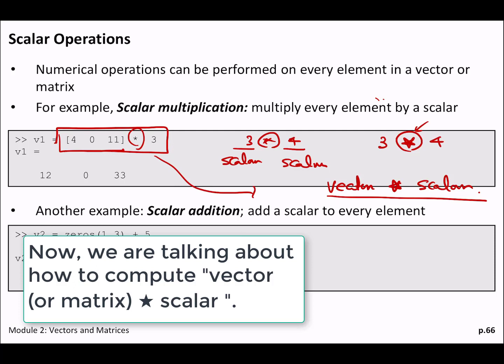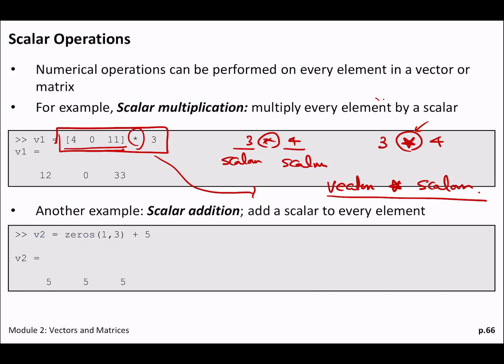This numeric operation is performed on every single element of the vector or the matrix. For instance, here, 3 multiplied by 4 is placed in the first location of the vector, 1 multiplied by 3 is the second location, and 11 multiplied by 3 is the third location. That's why you will get this one. I mean, actually, this scalar operation is applied for all the numeric operators.